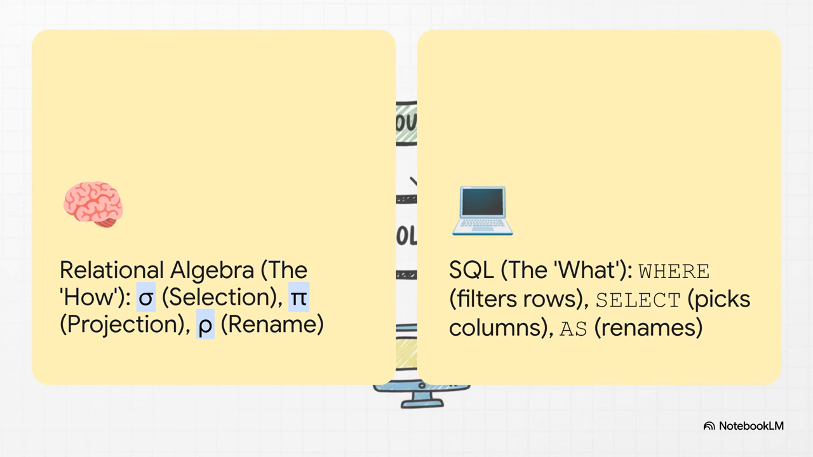Okay, get ready, because here is the first big aha moment. Do these ideas, filtering rows, picking columns, do they feel a little familiar? Well, they should. Selection, the thing that filters rows, is just the WHERE clause in SQL. Projection, which picks the columns you want to see, that's your SELECT clause. And rename, that's just the AS keyword. See? You've probably been using relational algebra this whole time without even knowing it.